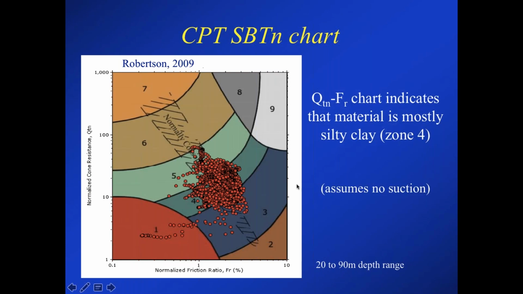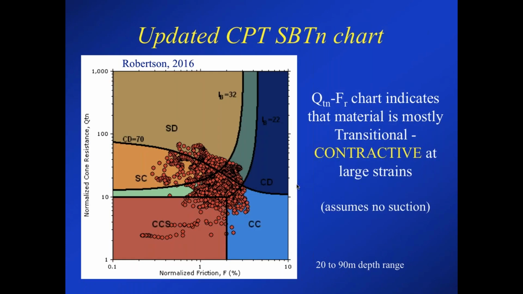And this is assuming no suction, so it's based on that effective stress that we showed before. And then here's the updated chart. Some of you have been watching the webinars. I published a paper last year in the Canadian Geotechnical Journal to give a slight update to the soil behavior type, giving slightly more hyperbolic boundaries to capture the response a little bit better over the region, and also putting in a boundary that separates dilative from contractive behavior.